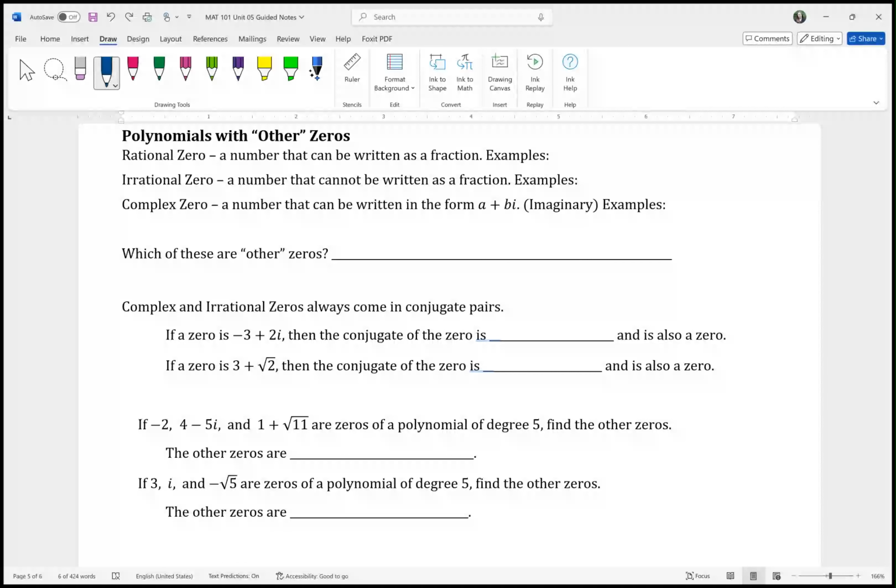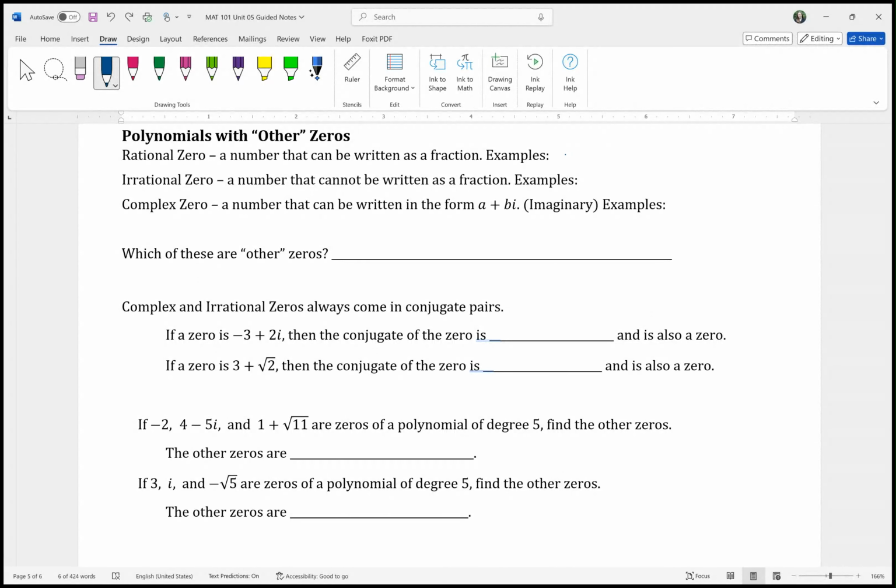Let's talk polynomials with other zeros. First, I want to talk some just terminology for zeros. Zeros can come in a lot of shapes and forms. The first one is rational zeros. These are ones that we're kind of more used to dealing with. These are going to be just fractions or whole numbers, integers.